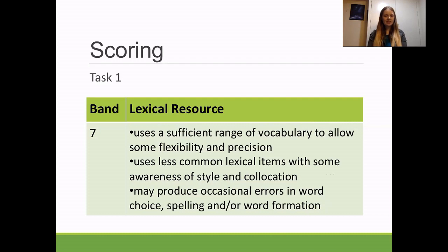For a score of 7, you would be using a sufficient range of vocabulary to allow some flexibility and precision. So you're using enough vocabulary, but it's not an incredibly impressive range of vocabulary. You're using some less common lexical items with some awareness of the style and collocation. So you're using some uncommon words or phrases, and you have some awareness of how to use them, but it's not perfectly used. And you may have some occasional errors.